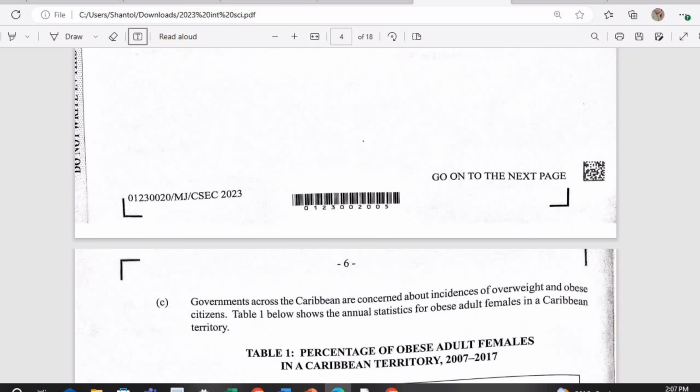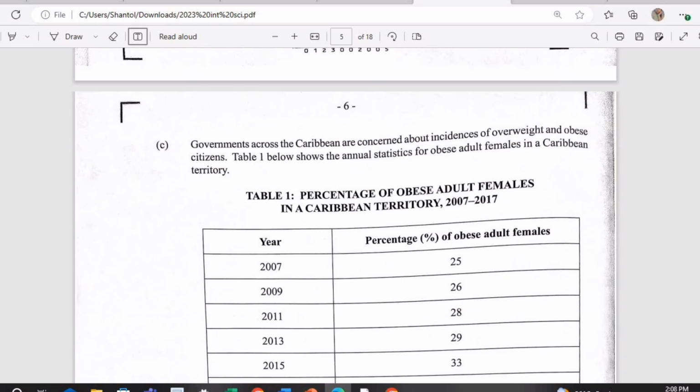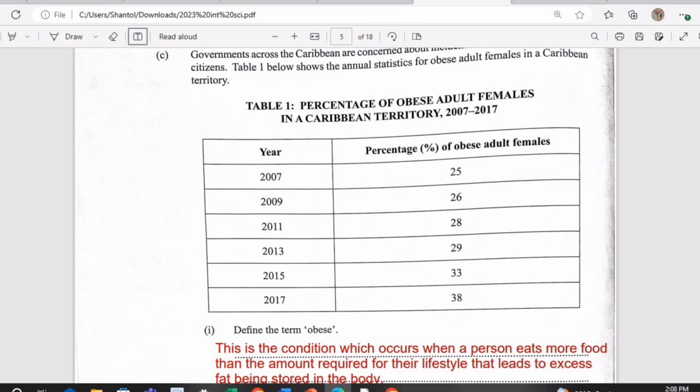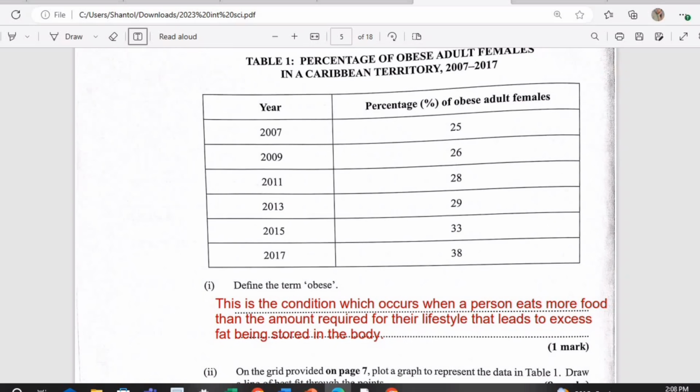The next part of the question, the government across the Caribbean are concerned about incidents of overweight and obese citizens. Table 1 below shows the annual statistics for obese adult females in a Caribbean territory. Table 1, the percentage of obese adult females in a Caribbean territory for 2007 to 2017. So this is our table, shows us the years and the percentage of obese adult females. The first part of the question, they ask you to define the term obese.